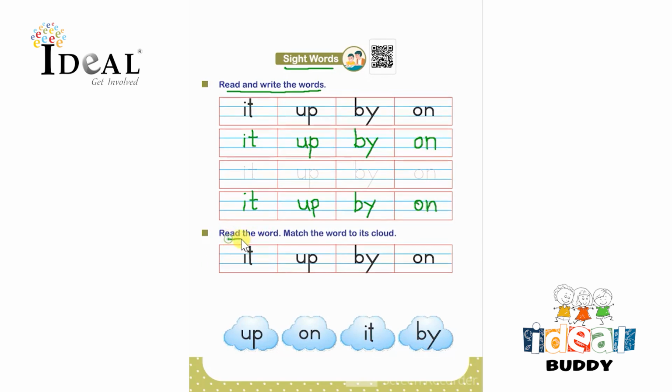After that they have to read the word and match the word to its cloud. So here the first word is it. So they have to match it with the correct cloud after identifying the correct word. Here another word is up, U-P, up. So again they have to match it with the correct cloud. Here it is by. So again over here, and the last word is on, and they have to match it with the correct cloud.